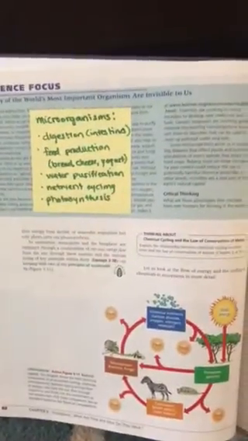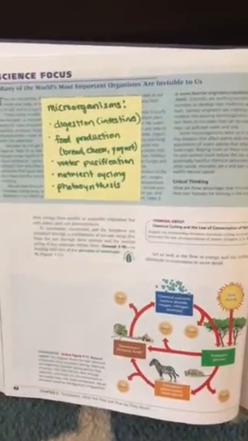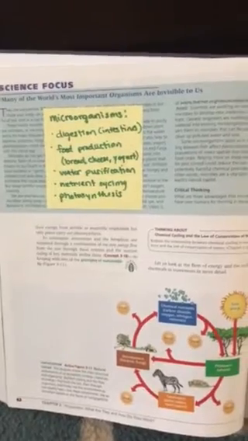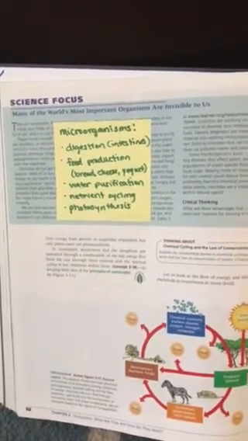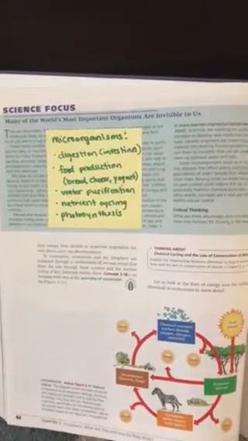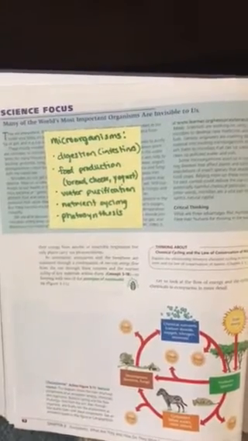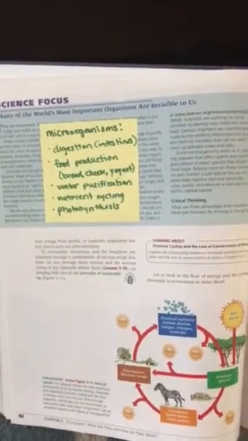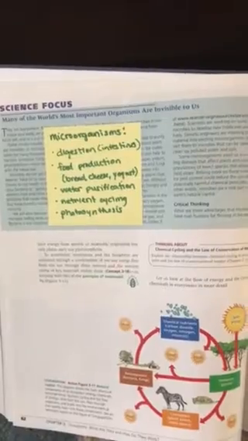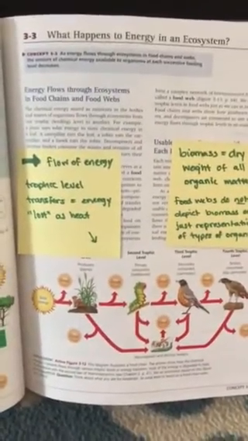And then on our science focus box, we have a nice recap of why microorganisms can be so important. They populate our intestines and help with digestion. Food production, such as bread, cheese, and yogurt, all relies on microorganisms. Water purification, which we'll talk about later on this year. Nutrient cycling, which is later on in this chapter, and photosynthesis, all done by microorganisms. So super important. Then chapter 3, section 3, what happens to energy in an ecosystem?